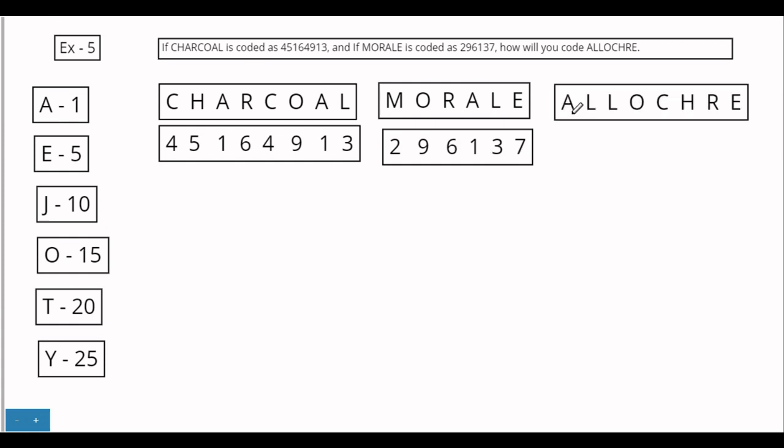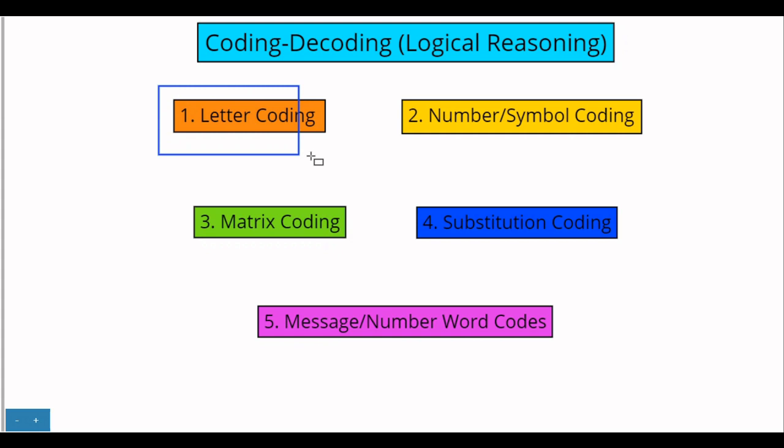So let's do the same for ALLOCHRE. A would be 1, L would be 3, again L would be 3, then O would be 9, C would be 4, H would be 5, R would be 6, and E would be 7. So the code for ALLOCHRE is 133945667. So this is the end of the topic.